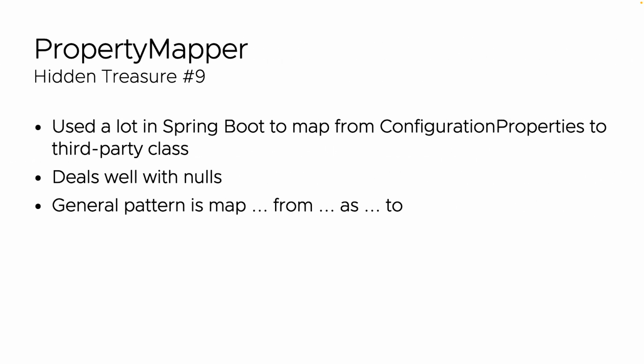Number 9 is the PropertyMapper. As Madhura already said, we use it a lot in Spring Boot itself to map from configuration properties to classes that configure things from libraries. It deals well with nulls, and as she pointed out, the general pattern is map from, as to. You can apply common logic very easily if you always want to do the same thing to a bunch of properties.